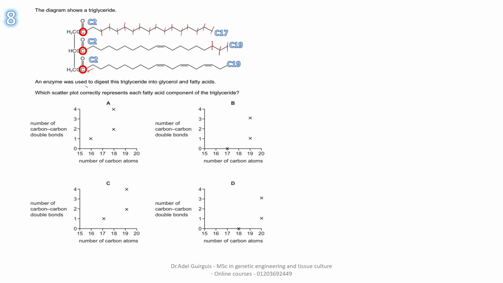What about the number of carbon-carbon double bonds? Of course, the first fatty acid with 17 carbon atoms has no double bonds. It's a saturated fatty acid. What about the second fatty acid? Unsaturated, monounsaturated fatty acid. Here also unsaturated, but polyunsaturated fatty acid. Okay, so let's check each graph.